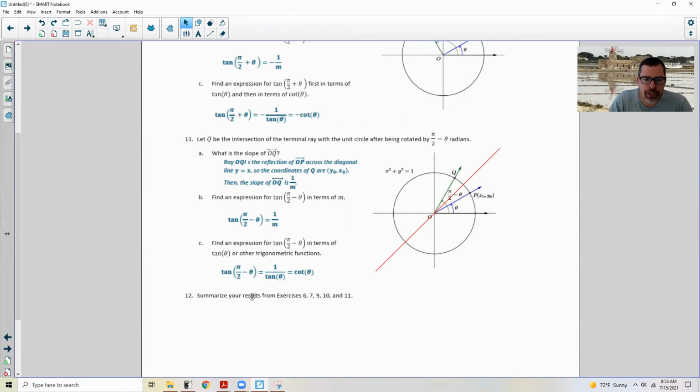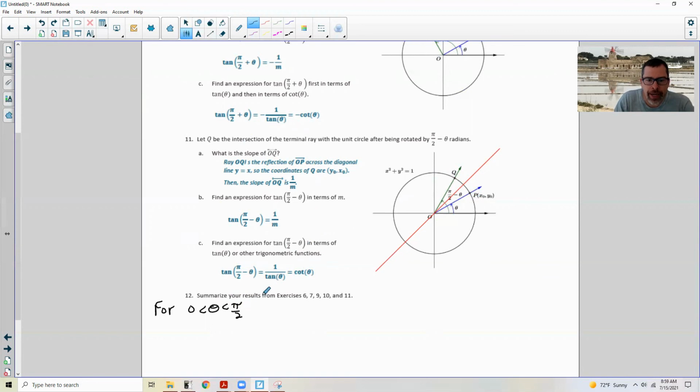Number 12, summarize your results from exercises 6, 7, 9, 10, and 11. All they're asking us to do here is say, okay, well, first of all, let's give some parameters. So we'll say for theta being between 0 and pi over 2, I meant to put theta here. So for 0 to pi over 2, in other words, in the first quadrant, what are we going to get?